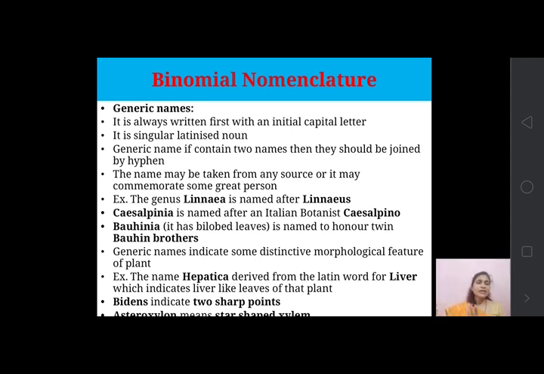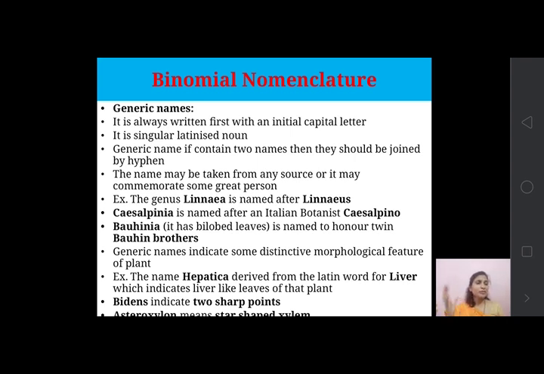For example, the genus Linnaea is named after Linnaeus. It is to give honor to a particular person, so the name is given on the basis of the name of that person. Linnaeus is the father of taxonomy, and one genus got its name from Linnaeus. Then the second one is Caesalpinia.